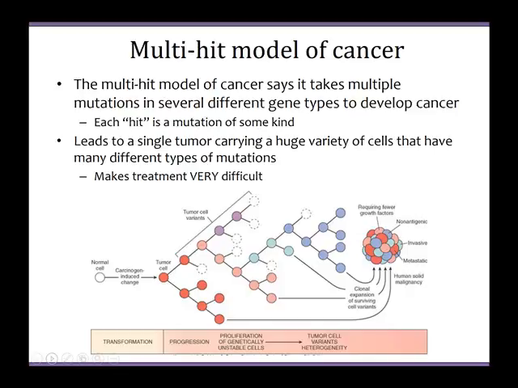Okay, so altogether, all these mutations in all these different genes that govern these different hallmarks of cancer, step by step will lead to the development of cancer. Now, cancer development doesn't just happen overnight, at least not most of the time. And we have a model for the development of cancer. It's called the multi-hit model. And in this model, each hit is some sort of mutation. It's a change. All right. And the multi-hit model of cancer says that it takes multiple mutations in several different gene types to develop cancer.